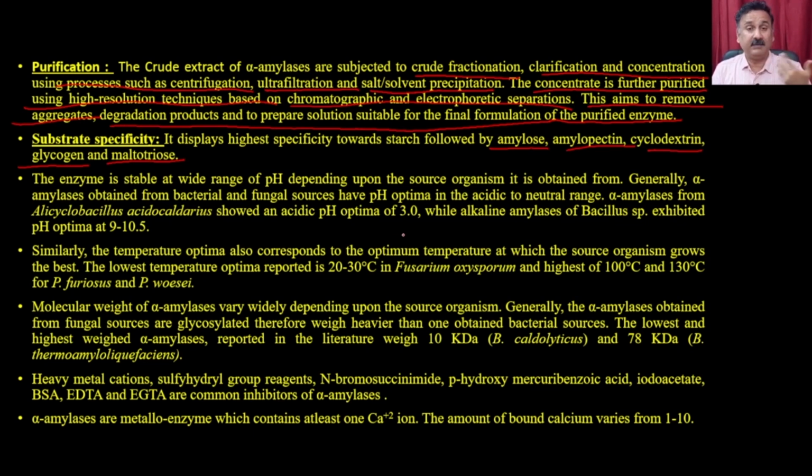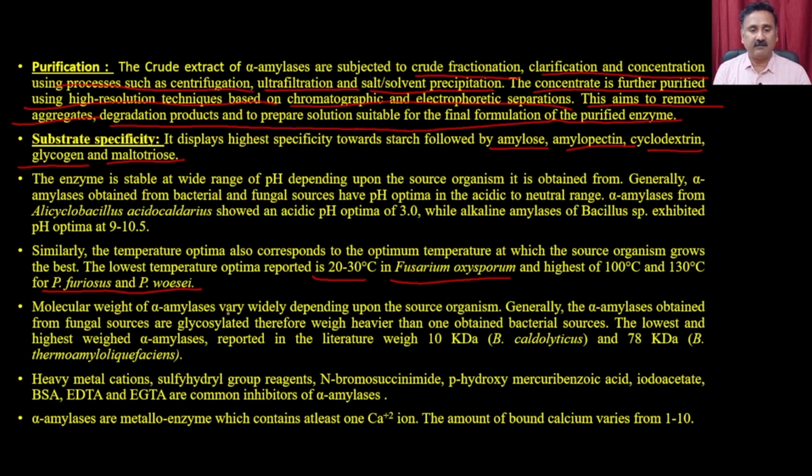Similarly, you can also have the temperature optima. So temperature could actually vary in the range of 20 to 30 in the case of fusarium, the alpha amylase that you are going to purify from the fusarium, and it can be thermostable in the case of these two organisms, such as 100 degrees and 130 degrees.